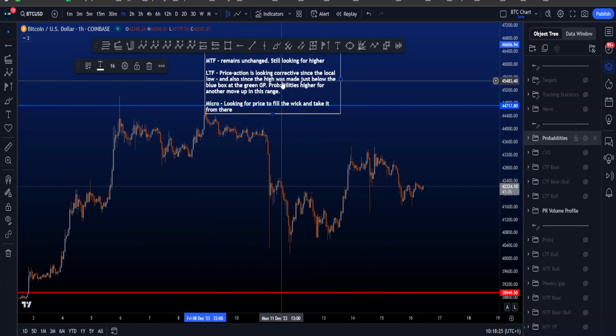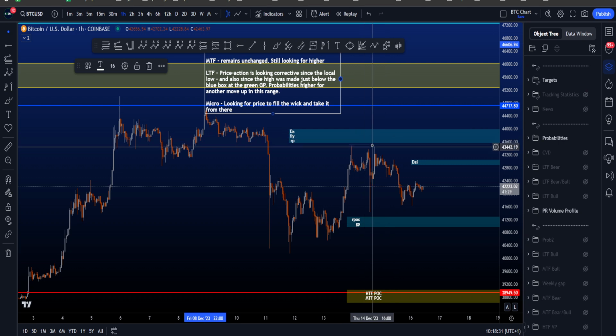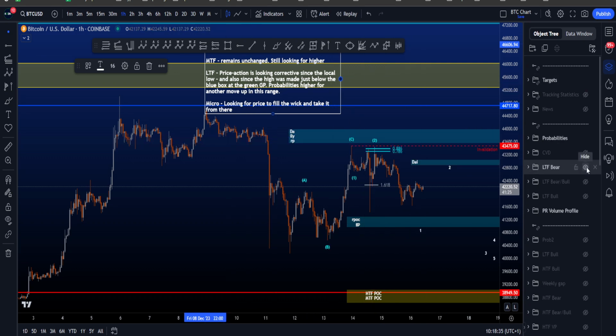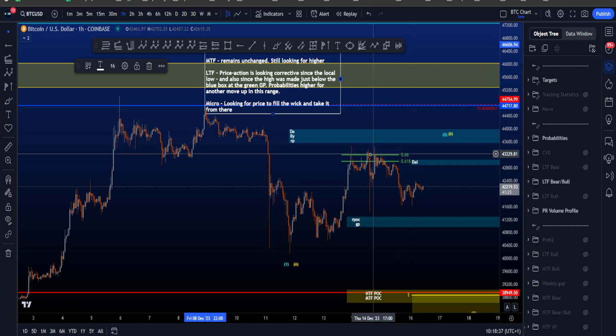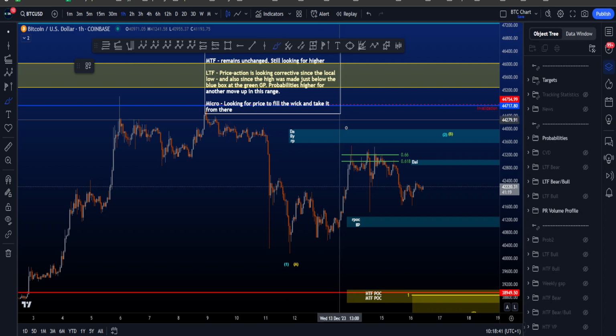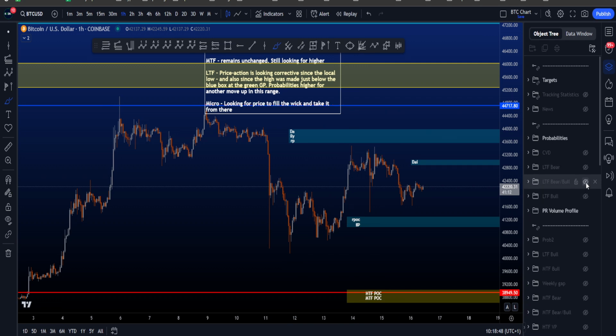And also since the high was made, these highs here, just below the blue box, which is the resistance here, right, at around the green golden pocket, which is this scenario here, right, this also looks corrective. Besides, by the way, this again an 886 retracement. So probabilities therefore on the low time frame also higher for price to still move to the upside of the range.